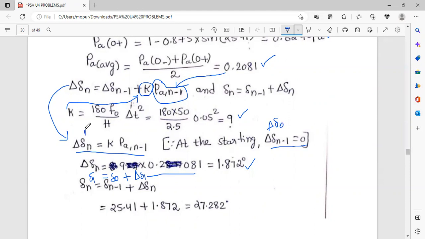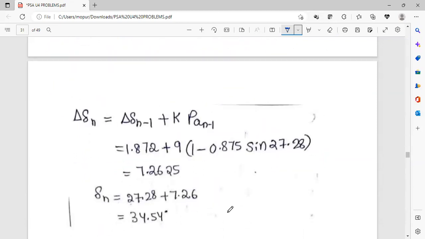This is del 1. This is the first iteration. So del naught is 25.41 and del n is 1.872. So del n, that is del 1, is equal to 27.282 degrees. Now you had got del 1. Now you need to find del 2.